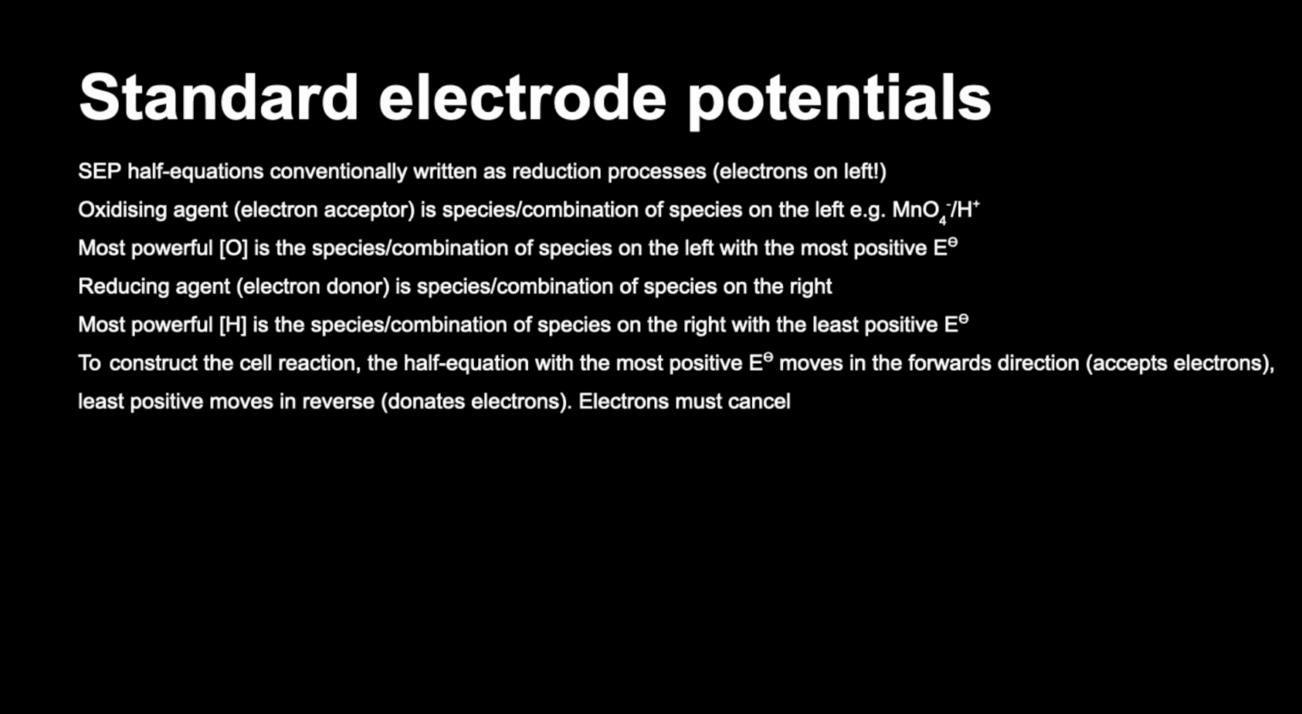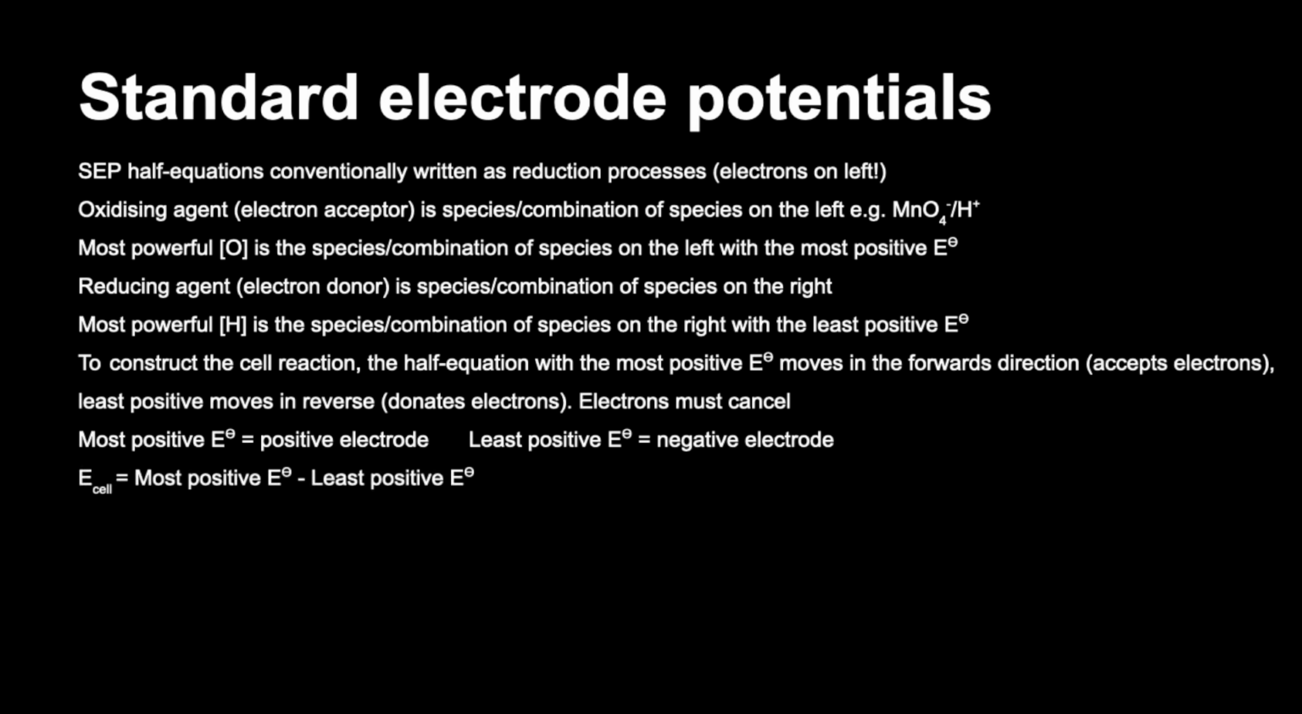So the half equation with the most positive electrode potential moves forwards, accepts the electrons. The one that's the least positive moves in reverse and donates electrons. And remember, the electrons must cancel, so you might have to multiply out one or both of the half equations to make that happen. The most positive electrode potential is the positive electrode in the cell. Least positive is the negative electrode. And then to calculate the voltage of the cell, or the E cell, it's most positive electrode potential minus least.